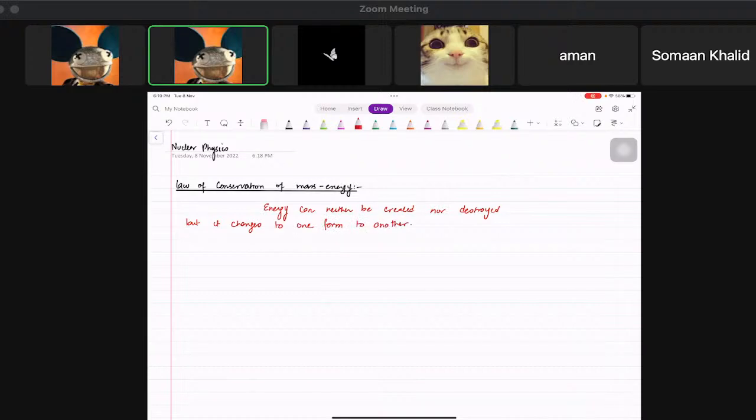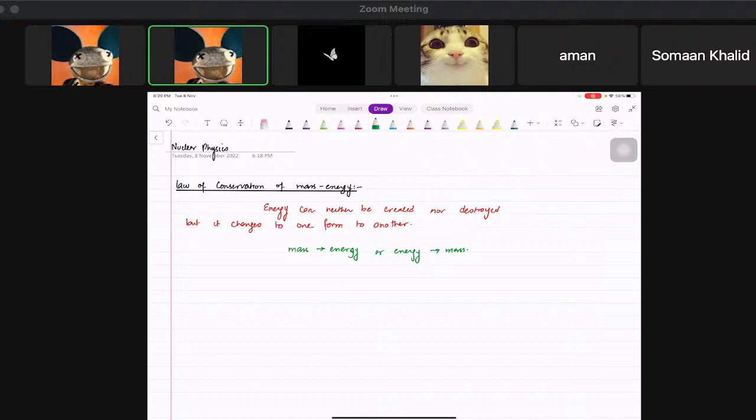When we talk about one form to another, basically what we mean is that not only the energy form, but mass can change into energy, or energy can also change to mass. Okay?